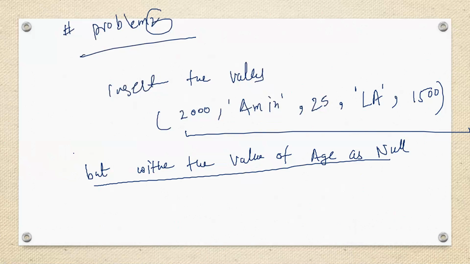Okay, write a statement for doing this, but with the value of age as null. So we don't need to write the value of age in this particular problem. What is the value of age? The value of age is 25. We want Amin, right? Name is Amin. And we need to populate this particular value as null. Write two separate statements. First one using the first kind of syntax, and second statement using the second kind of syntax.